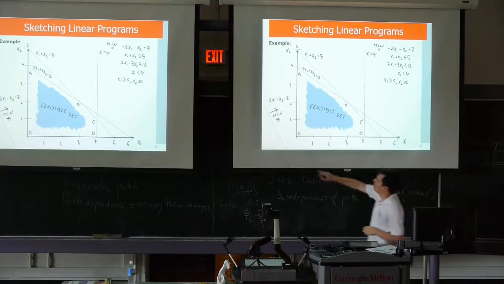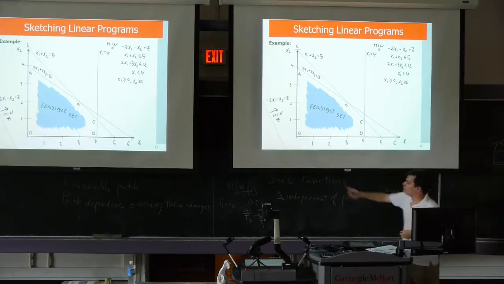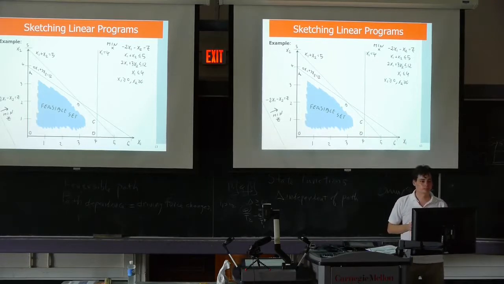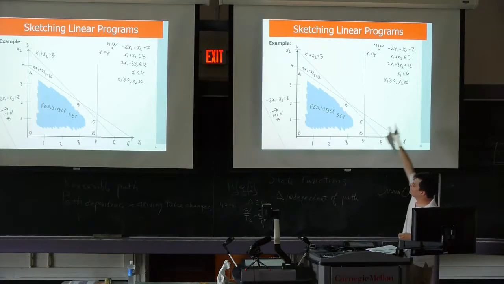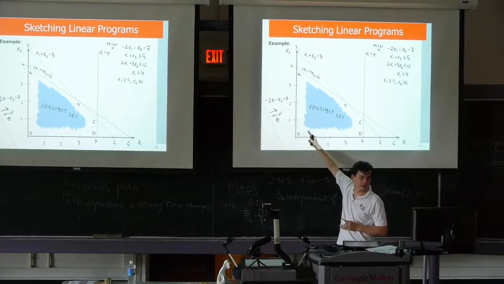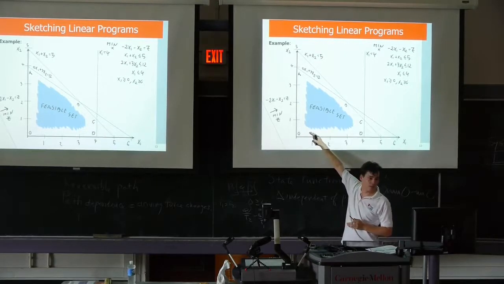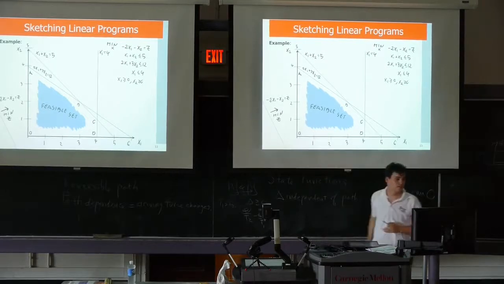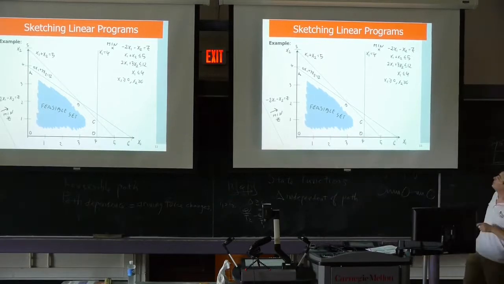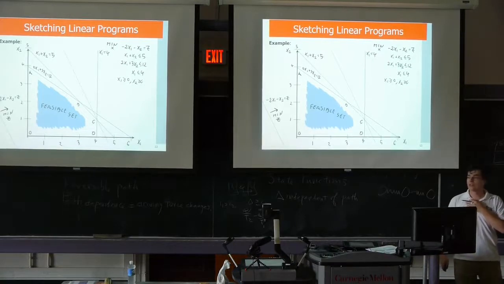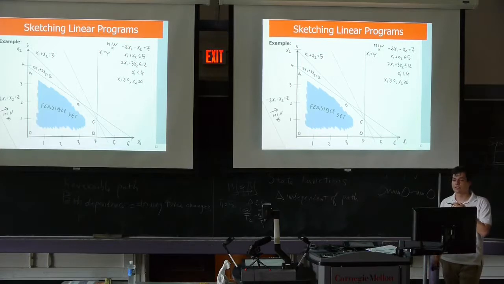If I want to solve this optimization problem, where would the optimum be? What happens if I change Z? Then this line gets shifted, and we need to shift it somewhere where it's still feasible, but maximally shifted. So where will that be? It will be in C. It's very crucial that you see this. If you cannot see this, tell me now, otherwise you will have difficulties later.